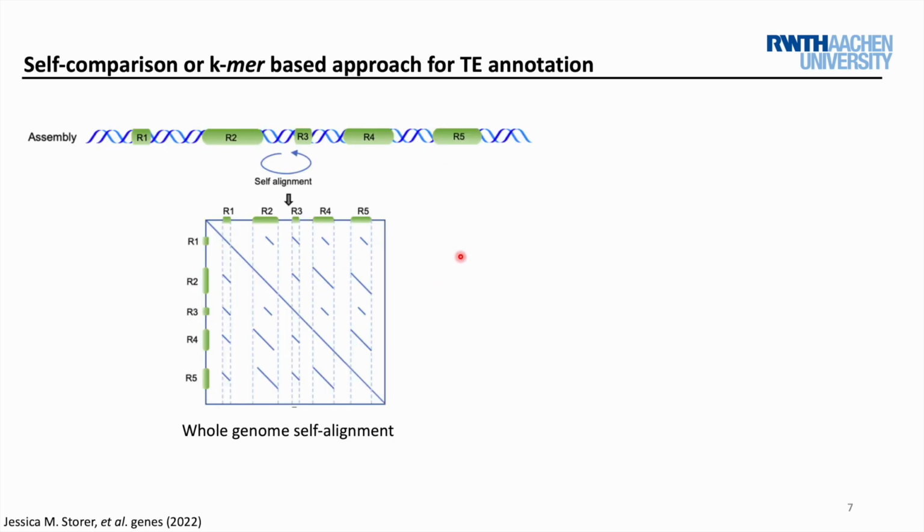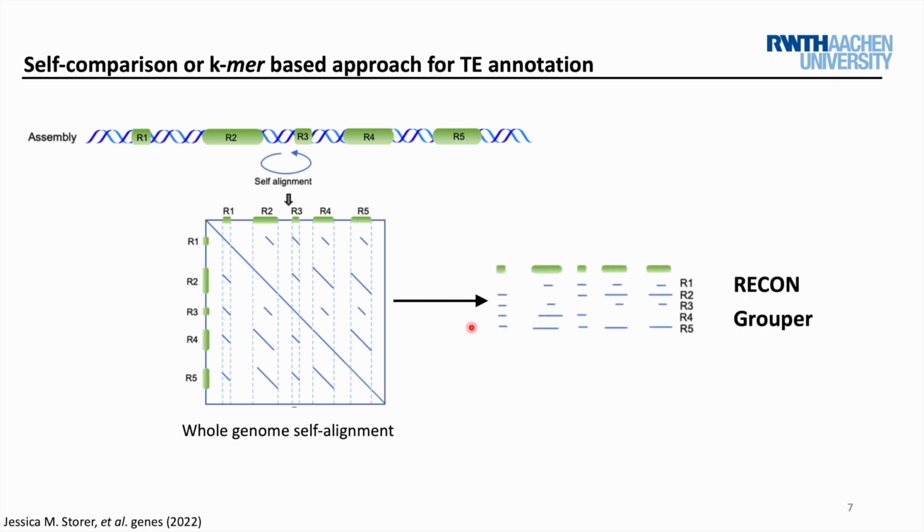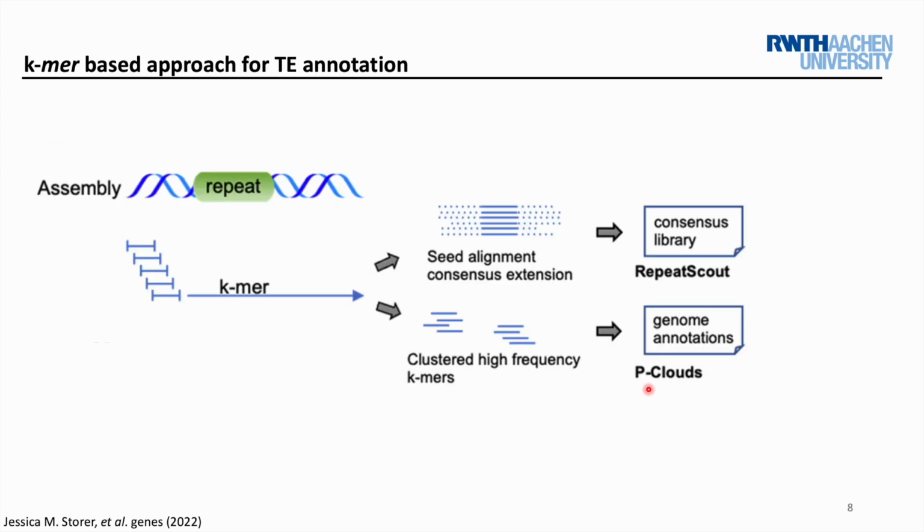There are also several de novo TE annotation methods. For example, self-comparison methods. You do self-alignment of the whole genome. For example, this is a dot plot of the genome. In this way, you find the repetitive regions in the genome and then identify transposable elements. Software like Grouper or Recon use this method. Or k-mer-based methods, for example, like RepeatScout or PILER, can also identify the transposable elements in the genome.